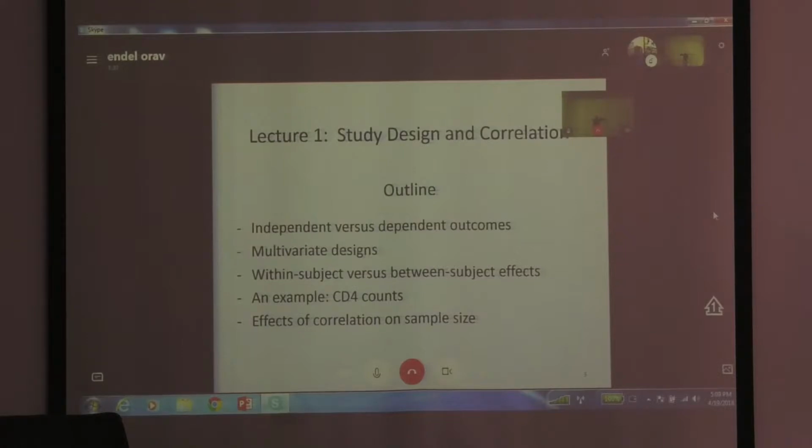A subtle but important distinction: within subject effects versus between subject effects. I'll try to describe them first in words and second through an example. The example involves CD4 counts measured over time, at baseline, 6 months, and 12 months in individuals. I'll be using that example this week to show you the ideas and also some results, and then I'll use it again next week when it comes to the different methods for analysis.